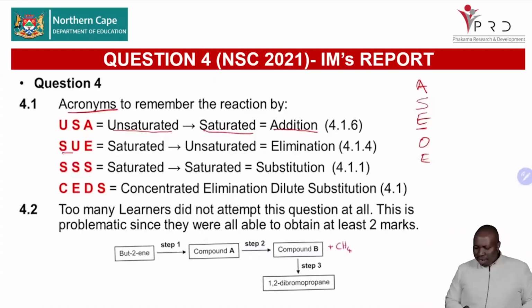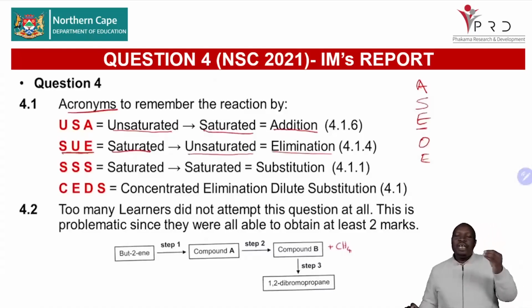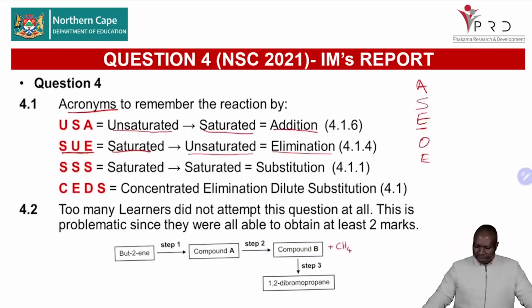And you have SU. SU stands for when you have saturated becoming unsaturated, we call the reaction elimination, which means the formation of double bonds. In our case, it is our elimination reactions. When you have saturated forming other saturated compounds, the reaction is called substitution. So you got to have that.